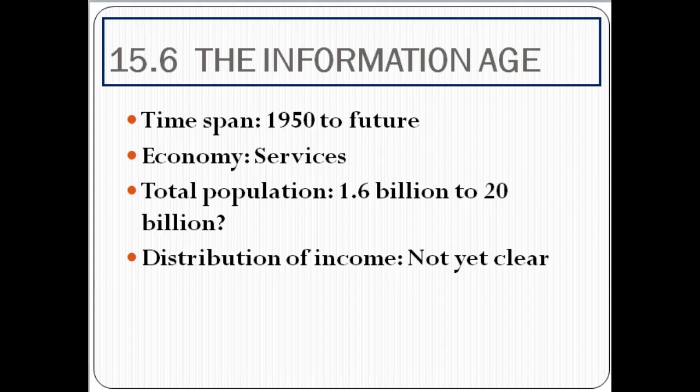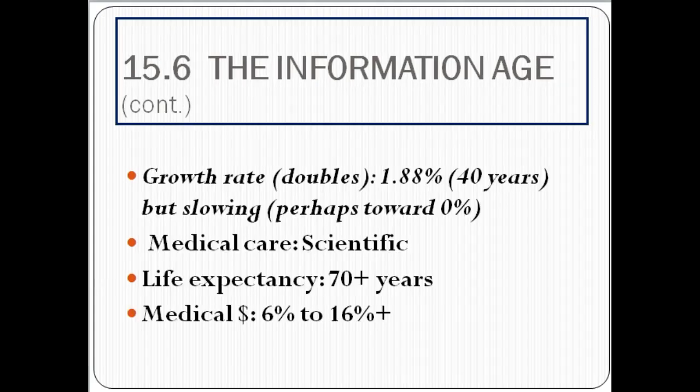So the information age, which is the age that we are currently in, is since 1950 and looking forward. We have shifted during this time from a manufacturing economy to a services economy, and the population has boomed. It went from 1.6 billion, it's currently over 7 billion. We're not entirely sure of the distribution of income right now because it's constantly changing, but it's closer than it once was. People, however, have been healthier.